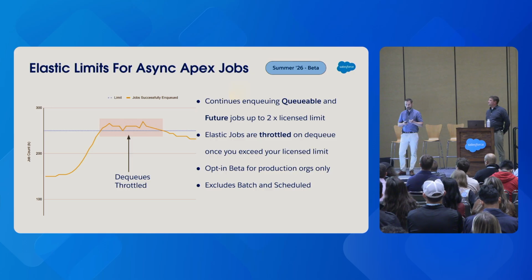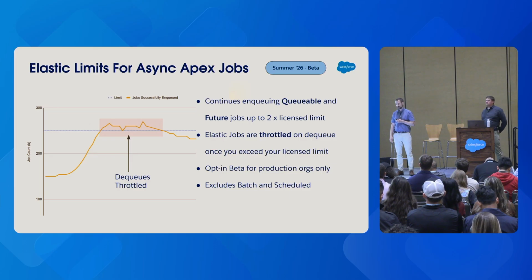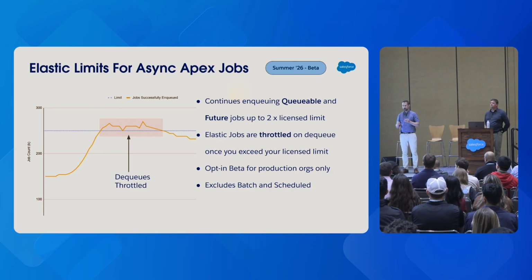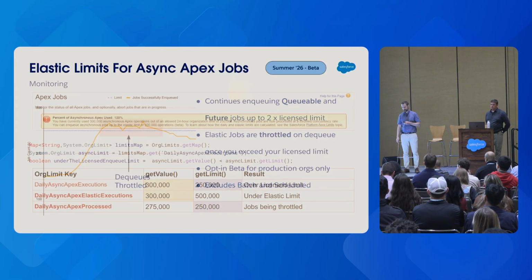It's an opt-in for production orgs. It's going to be available on the Apex settings page. You just have to click a checkbox to opt in. For now, it's just targeting queueable and future jobs, but we are actively working on also getting this to work for batch and scheduled, the other async Apex types. And yeah, it's still a hard wall at 2x the limit, but you're not going to be cut off immediately. So this is going to give you some time to react.